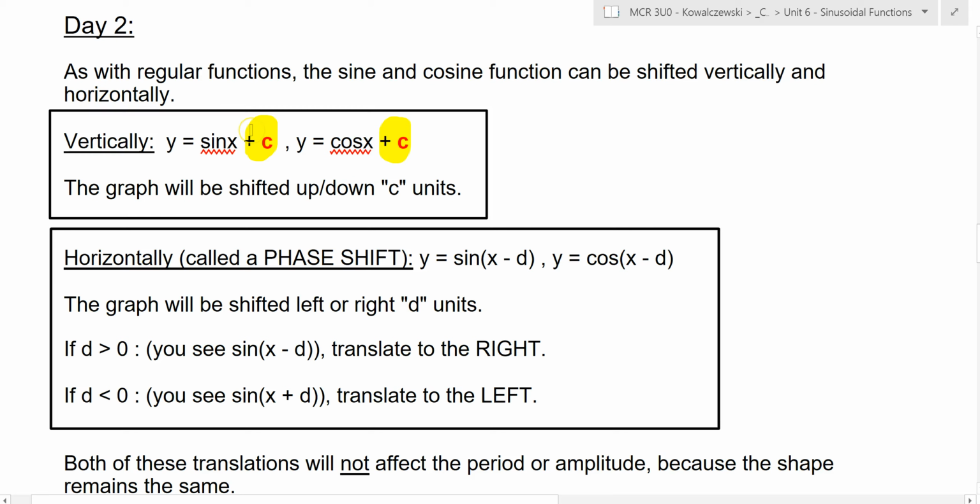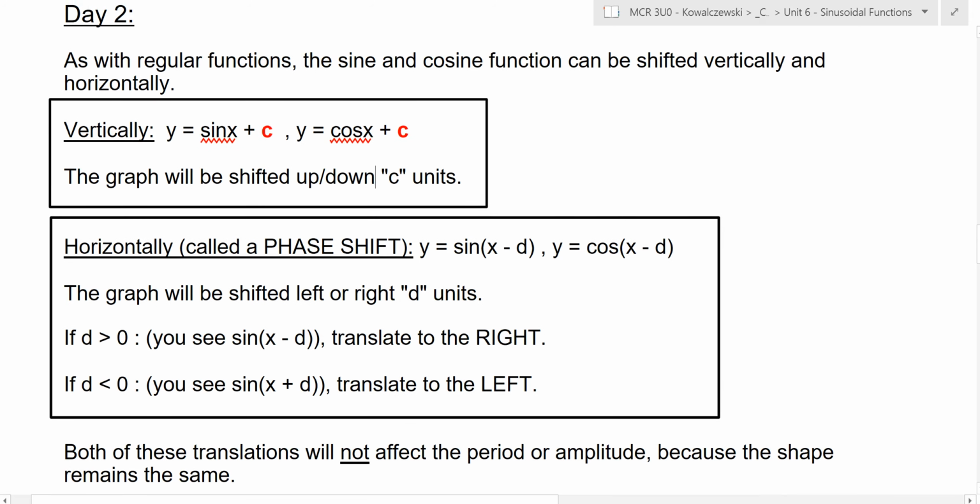And if you take a look at where it is located, remember that the c value is outside of the function. So sine x plus c or cosine x plus c is what that would look like. For horizontal shifting, we actually call this a phase shift when we're dealing with sinusoidal functions. It'll look a little something like this. So x minus d inside the function. So sine x minus d or cosine x minus d.